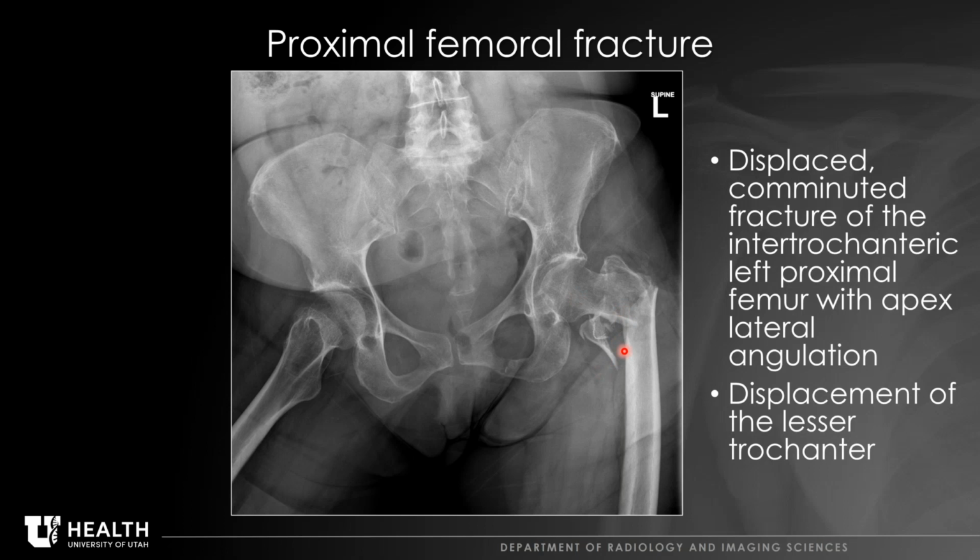Now, if we see just an isolated fracture of the lesser trochanter, it's metastasis or a malignancy until proven otherwise. So if all you see is a displaced lesser trochanteric fracture, there's a malignancy. This person has a big comminuted fracture, so we're not worried about that in here.